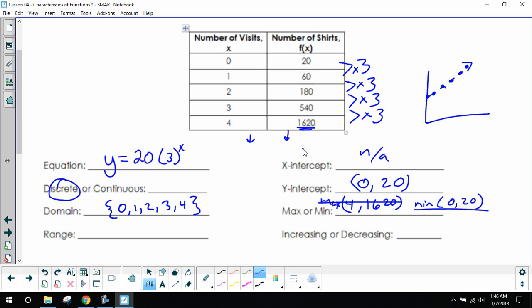Never minding all that, this is increasing. And the range, since I already told you should be listing it, we're going to put 20, 60, 180, 540, and 1,620. Okay. Now, granted, this would have been a great discussion to have in the class, but, whatevs.